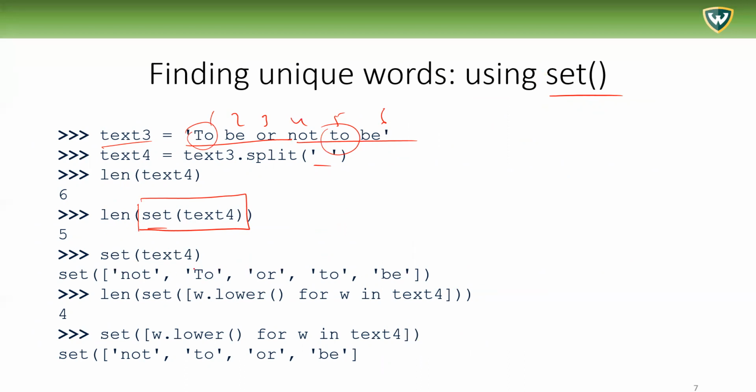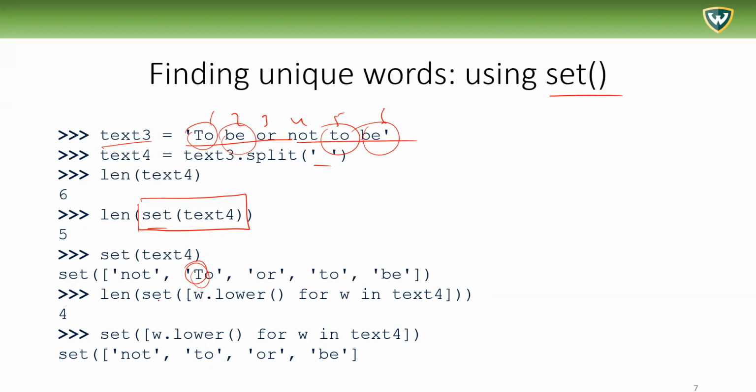And if you print it out here, you can see as well set text not, oh, that's neat. The "to" and the "To" actually were not counted as identical because of the capital T. Well, actually, what counted as identical was the "be".